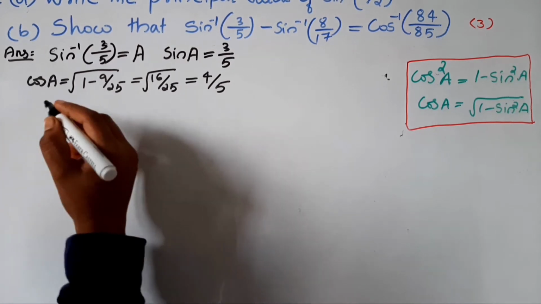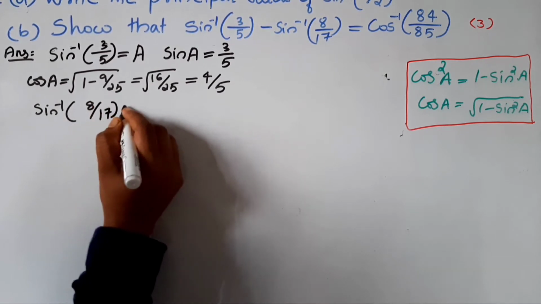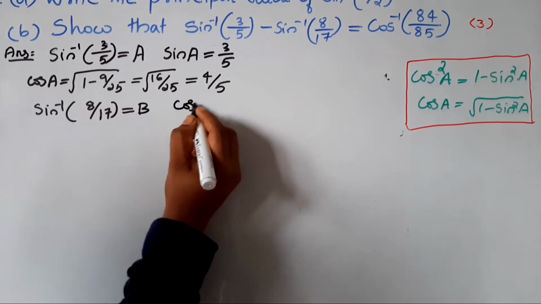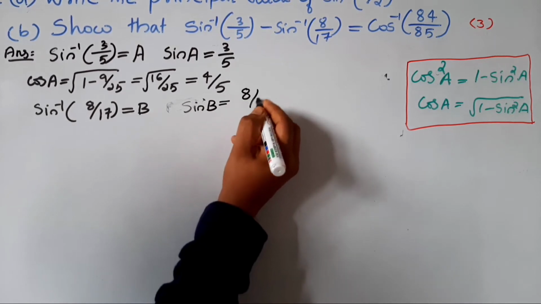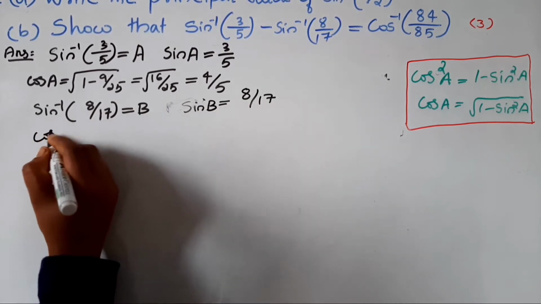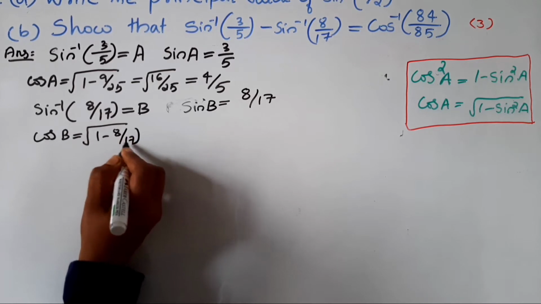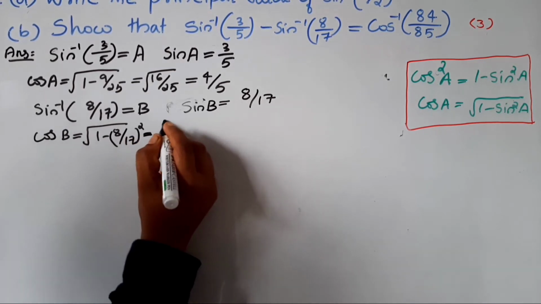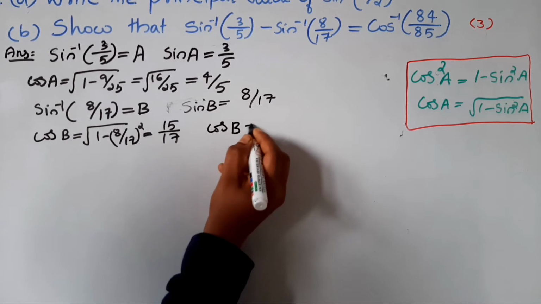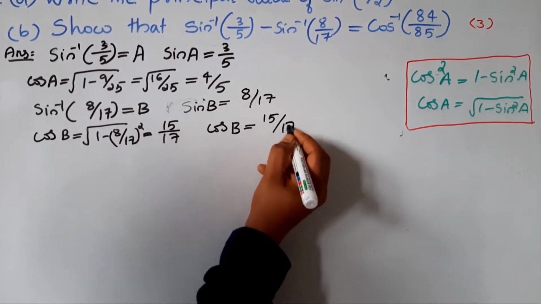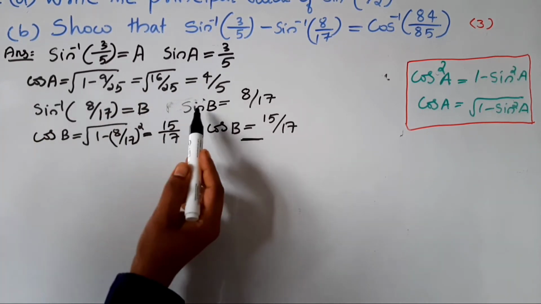Now, let sin inverse of 8 by 17 equal B. Then sin B equals 8 by 17. Now, we will take cos B equals root of 1 minus 8 by 17 all square, so 15 by 17. Cos B equals 15 by 17.